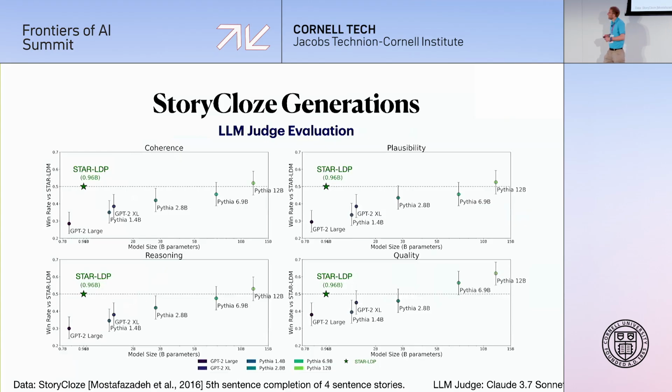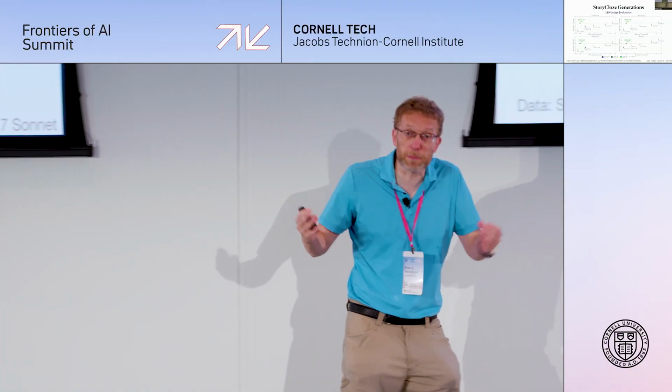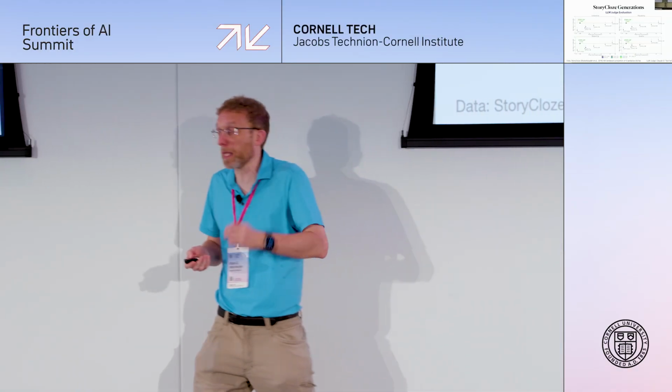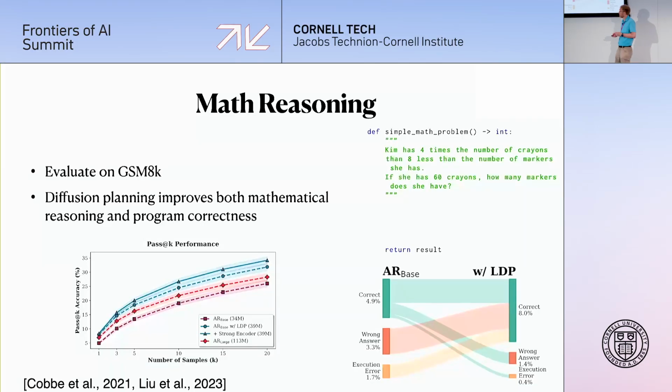Let me skip this. We also do this for story generation. Once again, we generate stories, and then afterwards evaluate them on coherence, plausibility, and so on. The point here is that our model, which is very, very small, about 0.96 billion parameters, is about as good as a model that's an order of magnitude larger, just because it does a little bit of thinking. One reason these models have to be so big is because they're not thinking. They have to kind of get out of it at the end. So if you put a little bit of thinking in, you can make much, much smaller models.